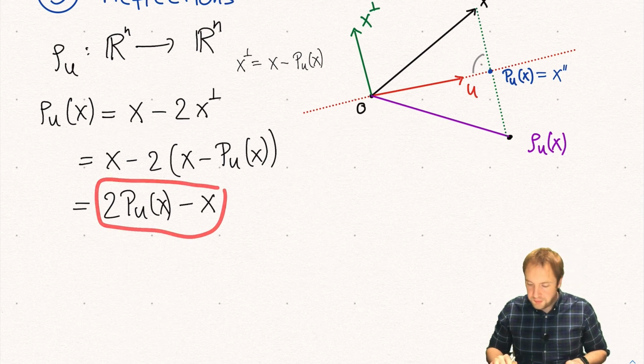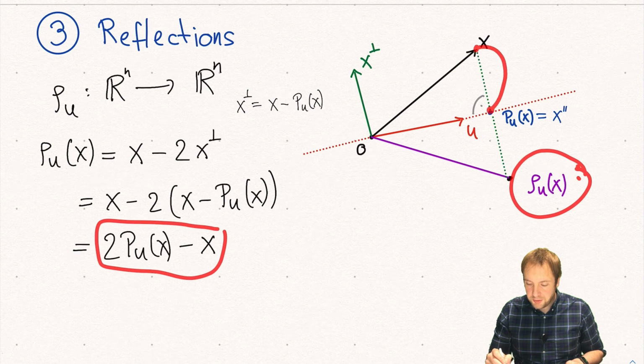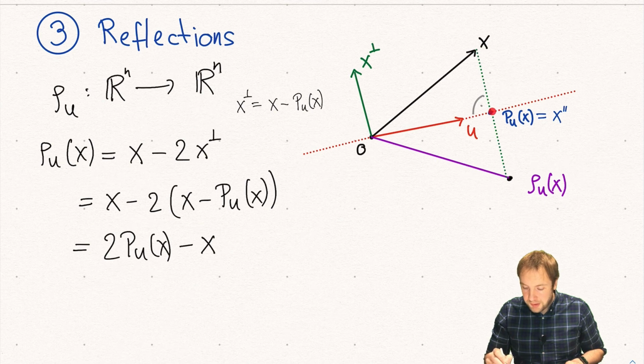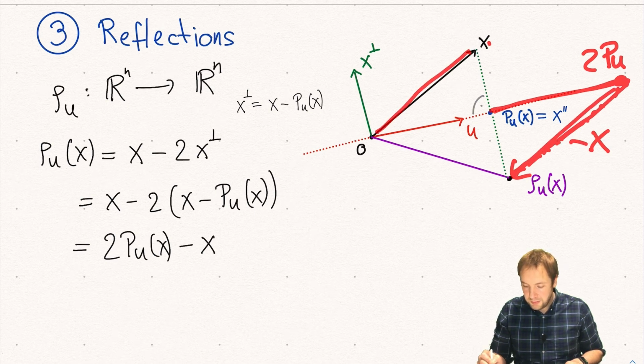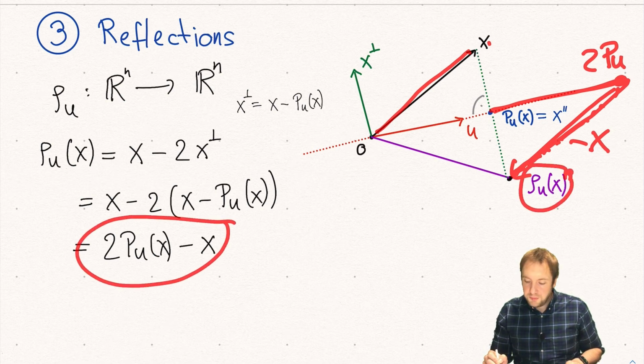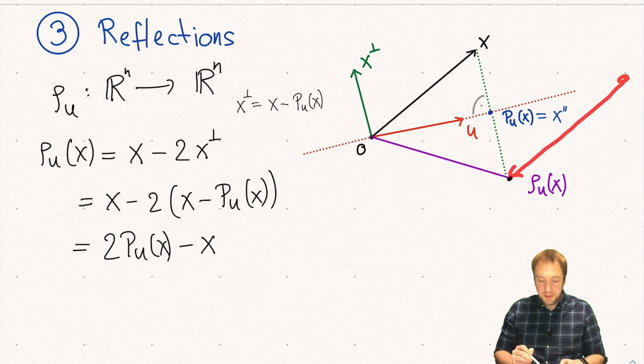And this expression you can also see in the picture, because to go here we can either start at x and subtract twice this x orthogonal, or we could take 2 times P_u, so here is 2 times P_u, and then we can subtract this x here, so here is minus x. You see that this here is parallel to this line here. So this formula you can also see in the picture. This reflection of x along the line spanned by u is given by taking twice the projection of x onto u and then subtracting x here.